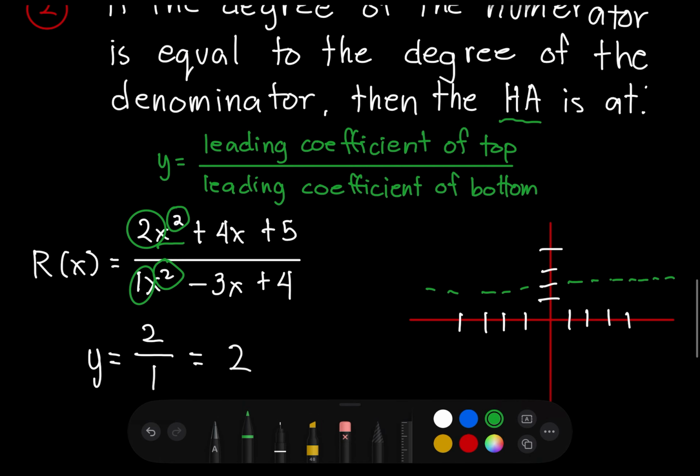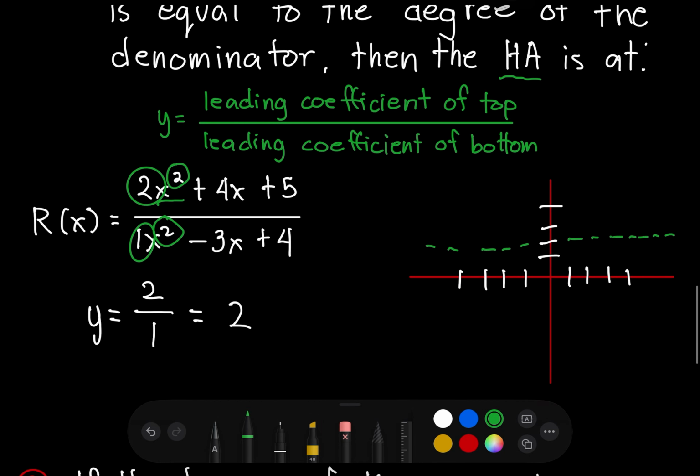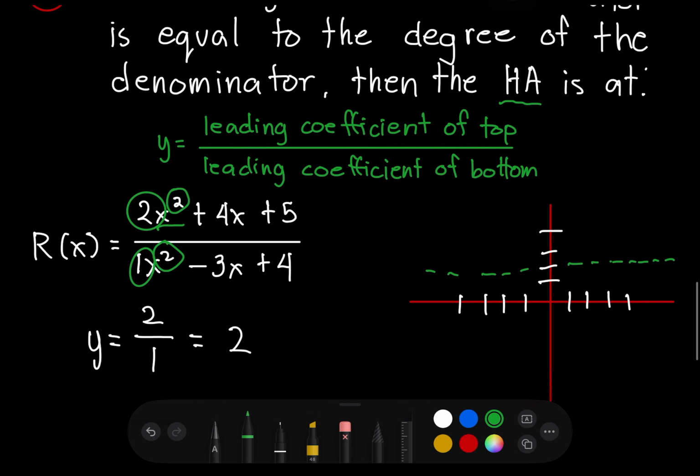Okay. So, meron na tayong less than yung degree. Dito naman, equal yung degree. They are both on the second degree. Kaya, meron tayong formula for its horizontal asymptote, which is y is equal to the leading coefficient of top over the leading coefficient of bottom.